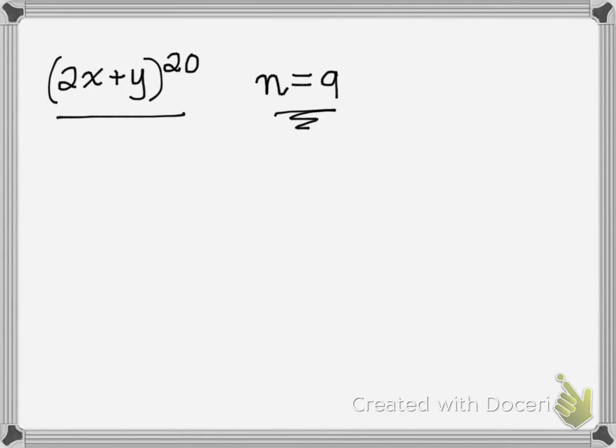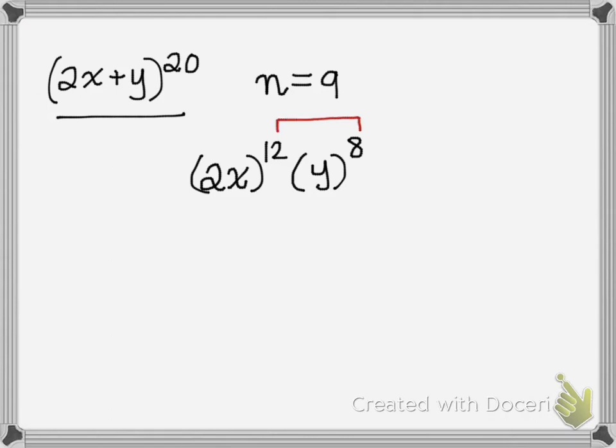Now, I'm not going to go into all the detail on how I figure this out, because I'm going to leave some of that up to you. But at the 9th term, 2x is going to be raised to the 12th power. Now, you're going to have to think about that and why that is to the 12th power, but I will tell you that it is. And then that means that y is going to be raised to the 8th power. And I will make a comment on that. Something that we should notice for this pair of exponents is that this pair of exponents is always going to sum to the original exponent. So that's how I knew y to the 8th power.